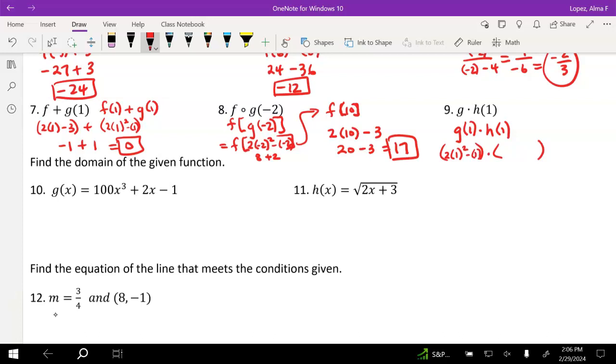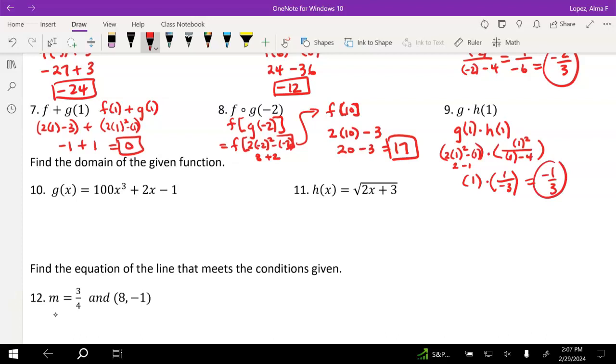For h of 1, that is x squared over x minus 4. We're going to clean that up. 2 times 1 squared is 2 minus 1. That whole thing is going to be 1. Over here, the top will be 1, and then 1 minus 4 is negative 3. 1 times negative 1/3 is negative 1/3.